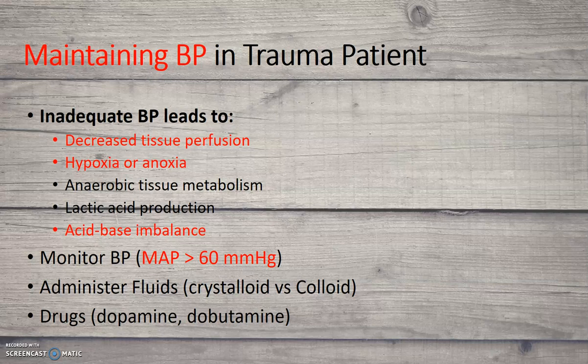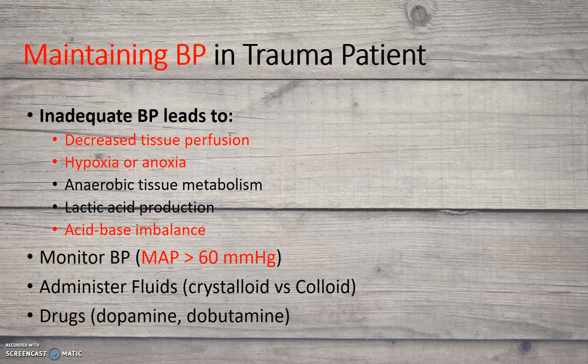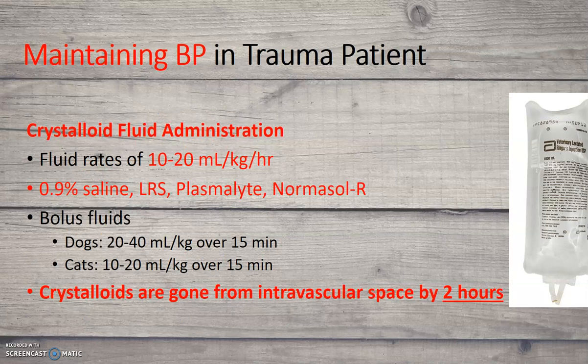You can do things to administer fluids, crystalloid versus colloid, which we'll discuss, and give drugs such as dopamine to help maintain blood pressure. So first thing to think about is crystalloid fluid administration. You can be thinking about fluid rates of about 10 to 20 mils per kg per hour. We use 10 for just our general surgeries, but if they need more, up to 20, you could be using 0.9% saline, LRS, Plasma-Lyte, Normasol.